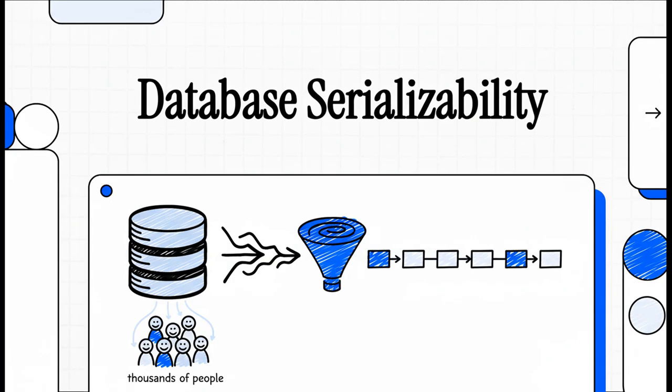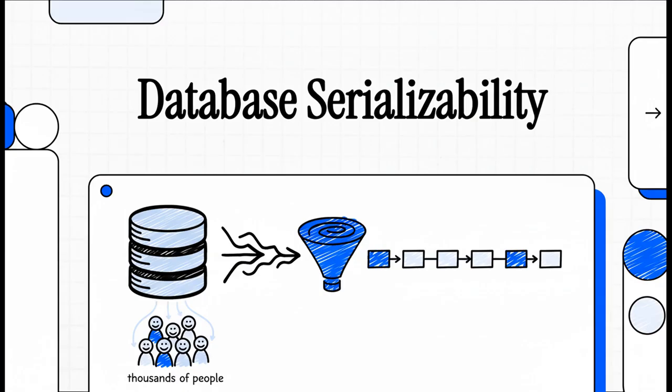Hi, everyone, and welcome. Have you ever stopped to think about how a database, the thing running pretty much everything online, doesn't just completely fall apart when thousands of people are hitting it at the exact same time? Well, today, we're going to peek behind the curtain at the magic that prevents all that chaos. It's a core concept called database serializability.